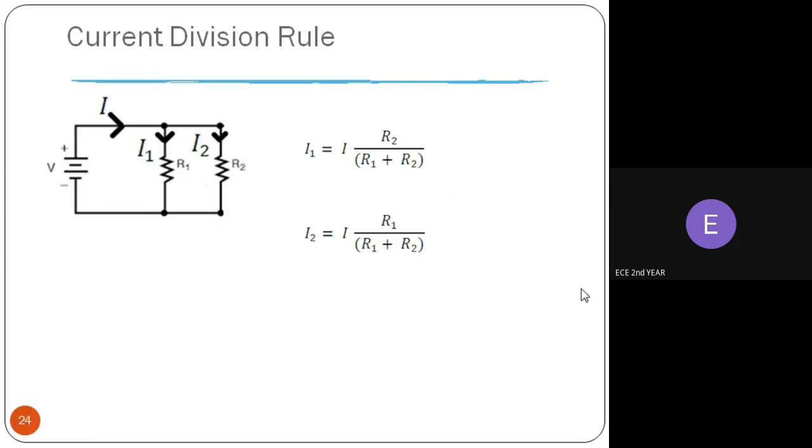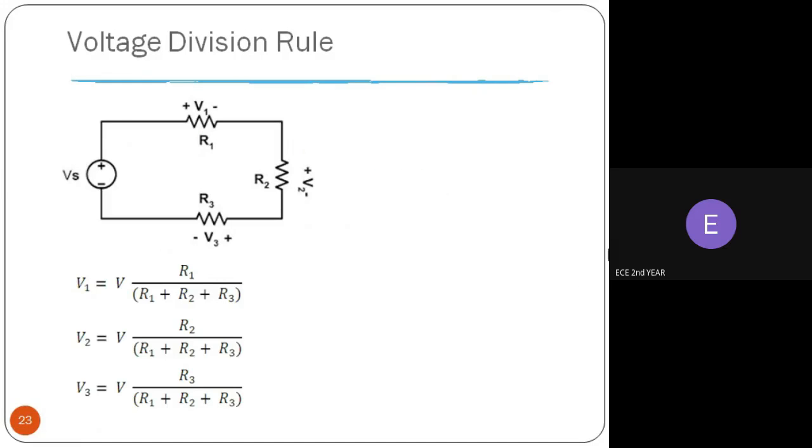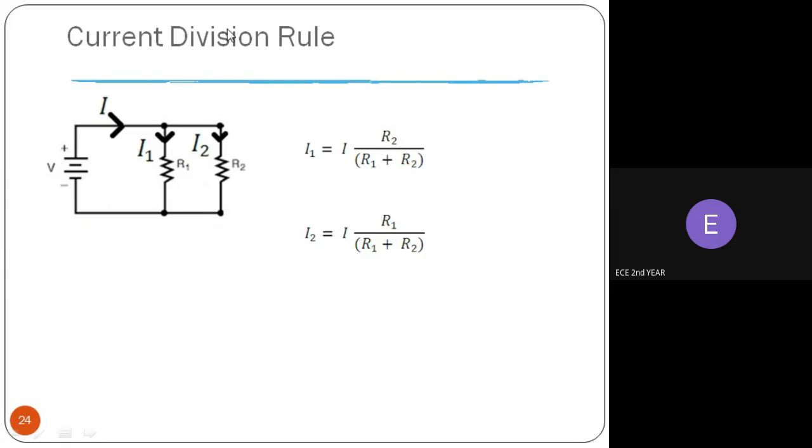Next one is the current division rule. This current division rule can be applied only to parallel circuits, and is not applicable to series circuits, because in a series circuit the same total current flows through the individual elements. So here R1 and R2 are two resistances connected in parallel and excited by the voltage V, and the total current flowing through the circuit is I.